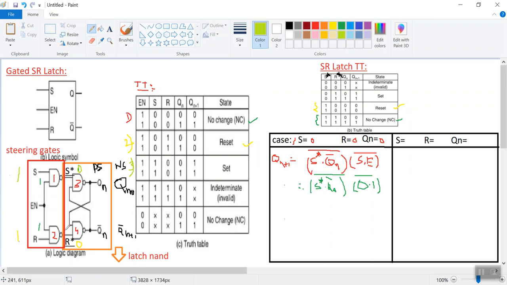S star is 0. Here also S is equal to 1 and R is equal to 1 we considered, so 1 into 1 means 1 and inverter means 0. So S star and R star both are 0. You are getting your result as indeterminate. So we can say that if this is our fourth condition, when S is equal to 1 and R is equal to 1, what you are getting is an indeterminate state or invalid state.